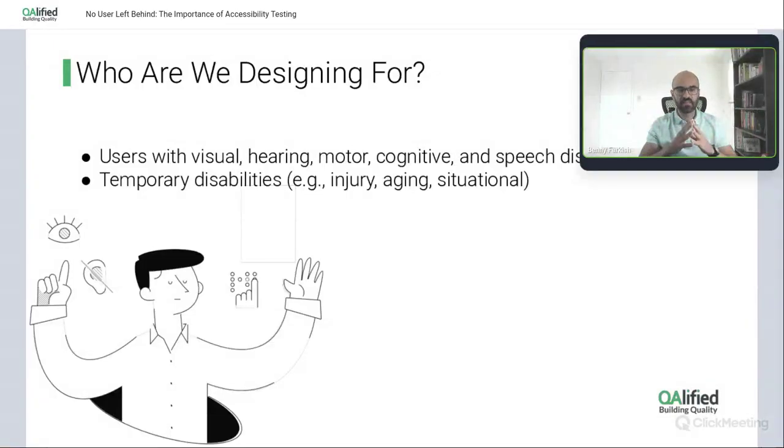Now, of course, you guys understand the people that have vision disability, any sort of physical disability or cognitive disability that we're aware of. But it's not just that.